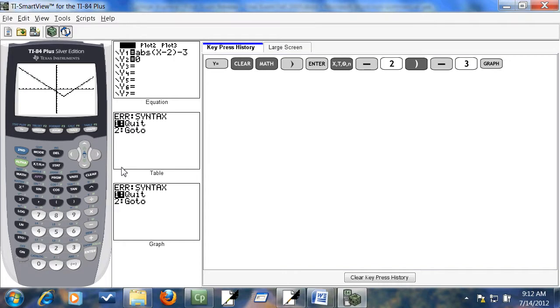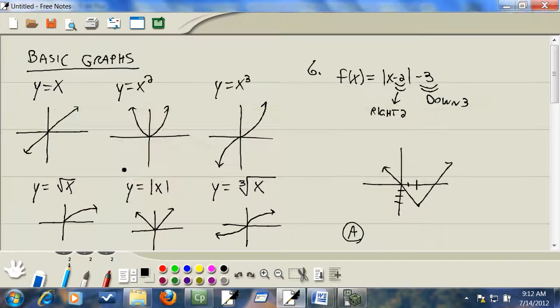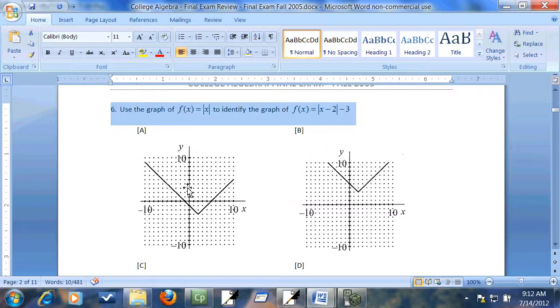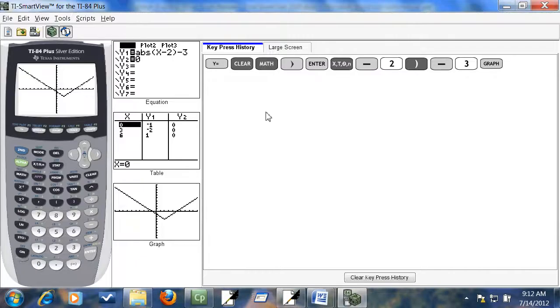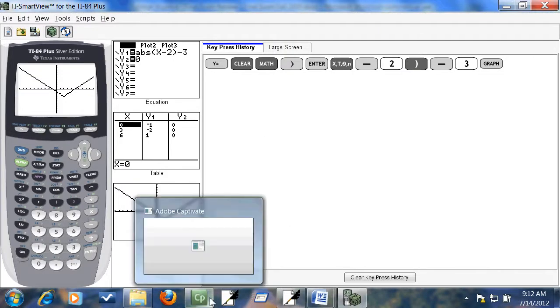Once you have that, then you just take that and match it up against your answers here and see which one. So very easy on the calculator. But again, if you're going on in math to calculus, you should know how to do this by hand.